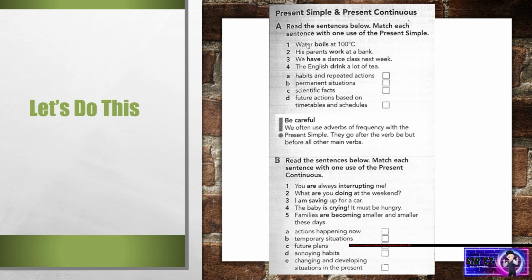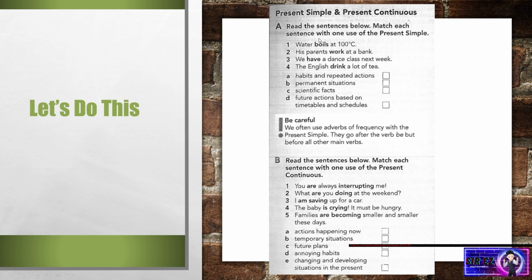Apa kegunaan boils dekat sini? Boil ni memanglah maksud mendidih. Tapi apa kegunaan dia dekat sini? Untuk menerangkan apa? Fakta. Untuk menerangkan situasi yang tidak berubah. Jadi kita nak tengok tu, kita nak cuba faham semula present simple.